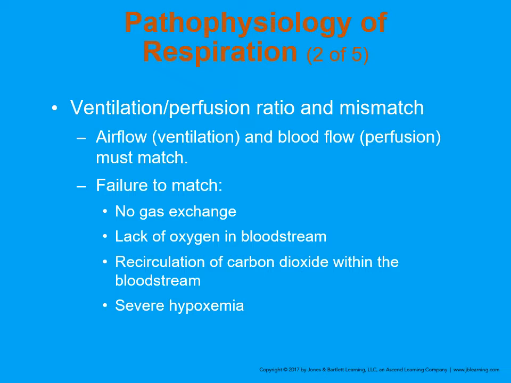When ventilation is compromised but perfusion continues, blood passes over some alveolar membranes without gas exchange taking place. The result is a lack of oxygen diffusing across the membrane into the blood circulation. Carbon dioxide is not able to diffuse across the membrane into the lungs and therefore recirculates within the bloodstream, which can lead to severe hypoxia.